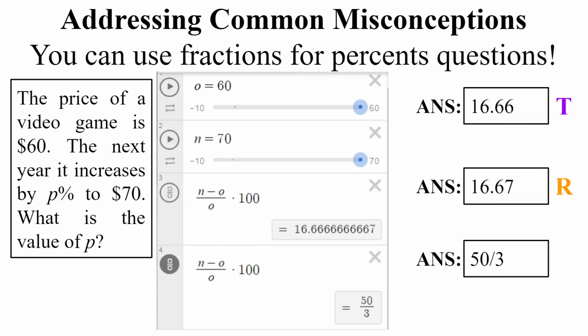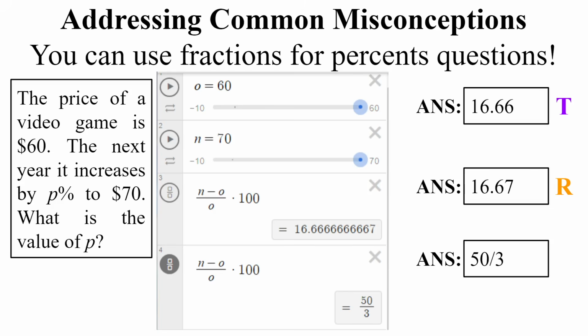But this is the point I'm trying to make here, guys. 50 over 3 is also an acceptable answer. It feels really awkward to write and say 50 over 3%, but it is correct. They're not testing you on whether it's awkward or not. They're testing you on whether your answer follows these rules that they made. And 50 over 3 is a simplified fraction that fits in the box. So that would be a correct answer.